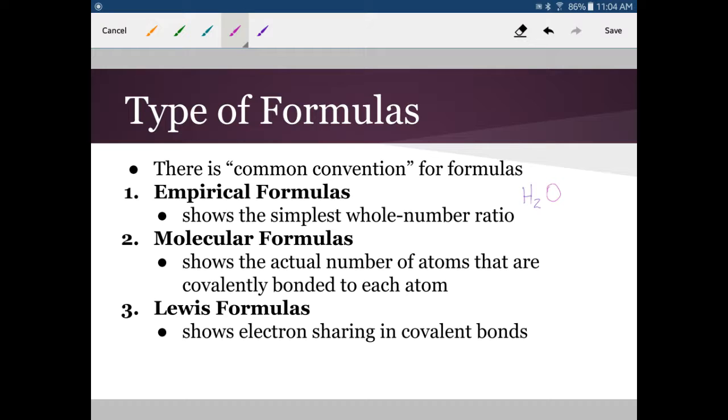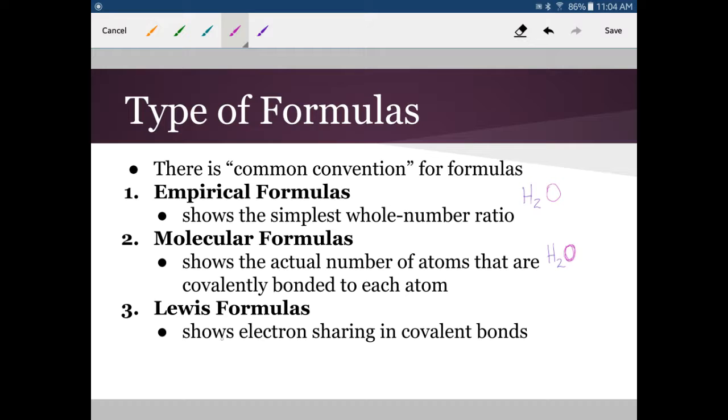Now, our molecular formula is exactly the same. We still have 2 hydrogens because this actually shows that we only have 1 oxygen for every 2 hydrogens. That is not only your empirical formula, but that's actually just your molecular formula as well.